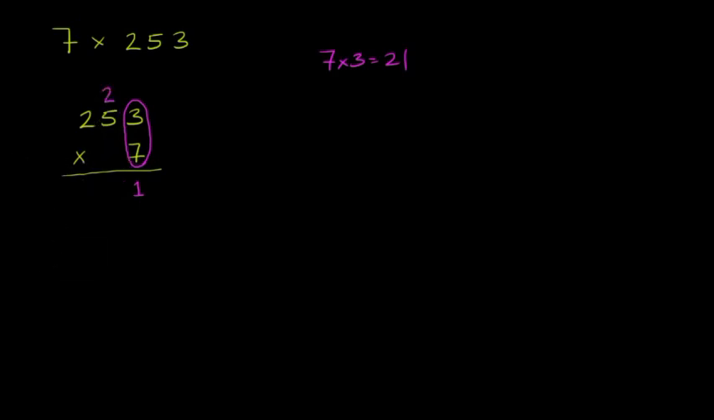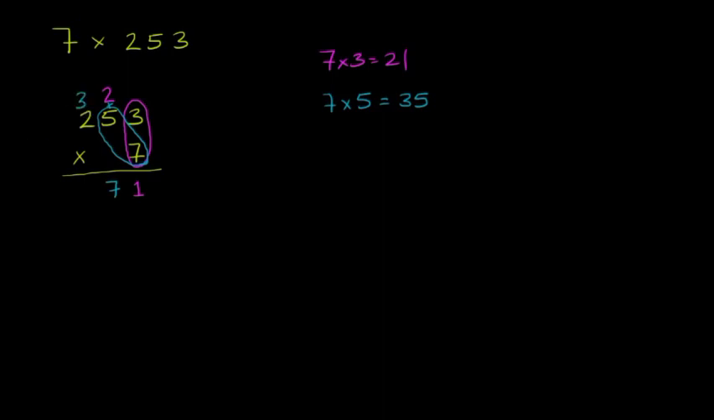Now, I want to figure out what 7 times 5 is. We know from our multiplication tables that 7 times 5 is equal to 35. Now, we can't just somehow put the 35 down here. We still have to deal with this 2 that we carried. So we compute 7 times 5 is 35, but then we also add that 2. So it's 35 plus 2 is 37. Now, we write the 7 right over here in the tens place and carry the 3.